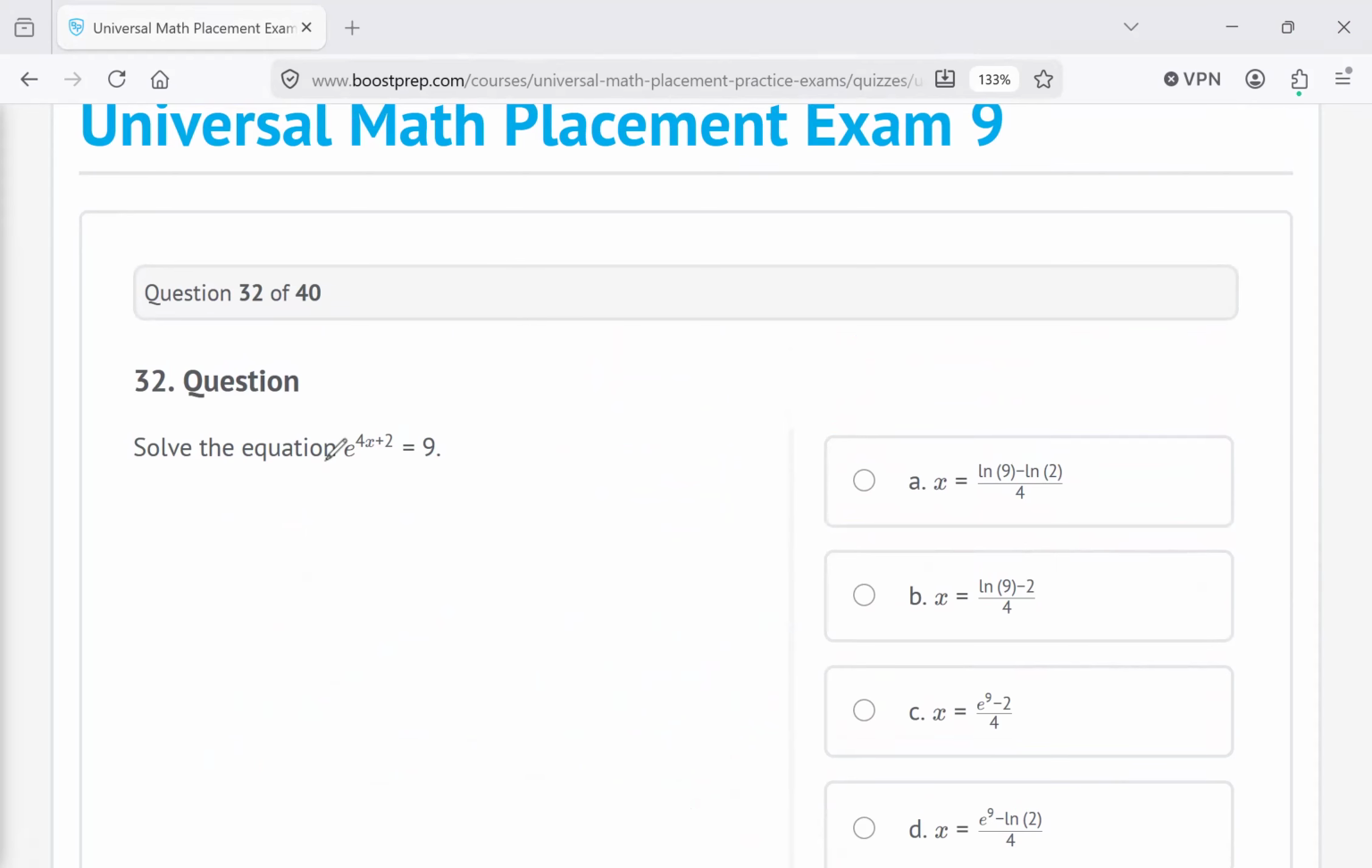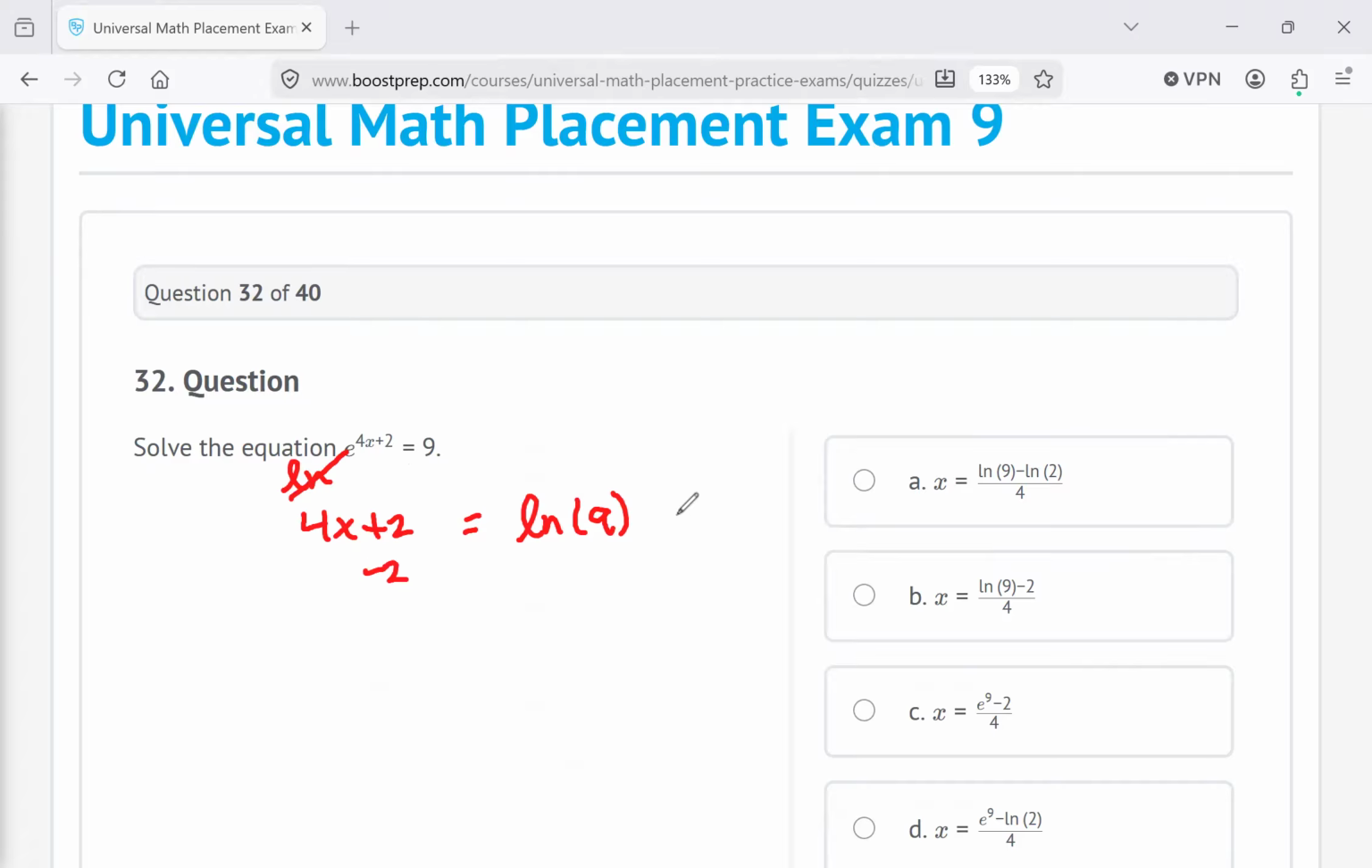Solve the equation. So we have e raised to the 4x plus 2 equals 9. So you want to solve for x. So the minute I see that e, I know I have to take the ln on both sides. So I'm going to take the ln on both sides. So ln of 9 here. The ln e cancels. You're left with 4x plus 2. And then go ahead and solve for x.